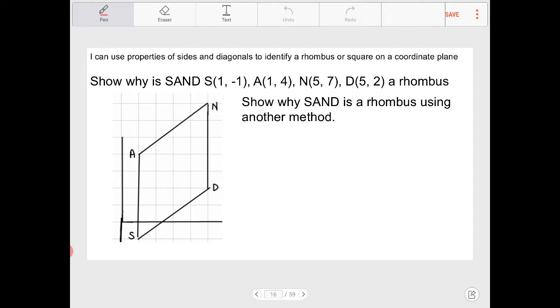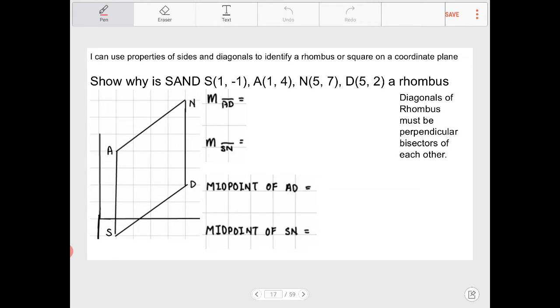We're going to show why SAND is a rhombus using another method. So what method are we going to use? We're going to try to approach this through the use of midpoints and perpendicular slopes. We're going to show that the diagonals are perpendicular bisectors of one another. So pause the video, see if you can figure this out on your own, and we'll get back together.